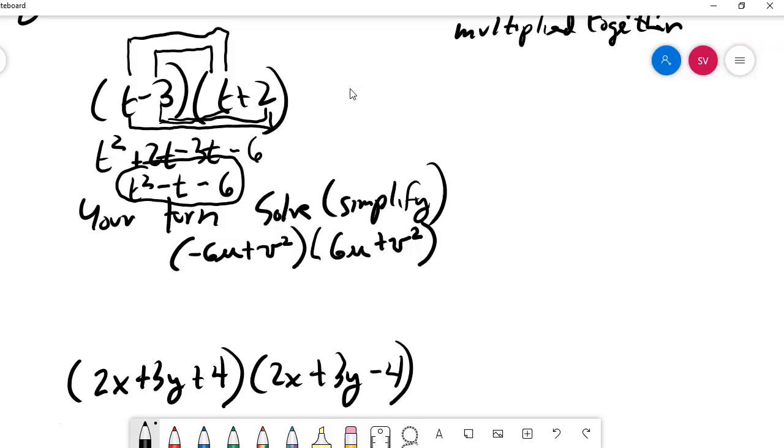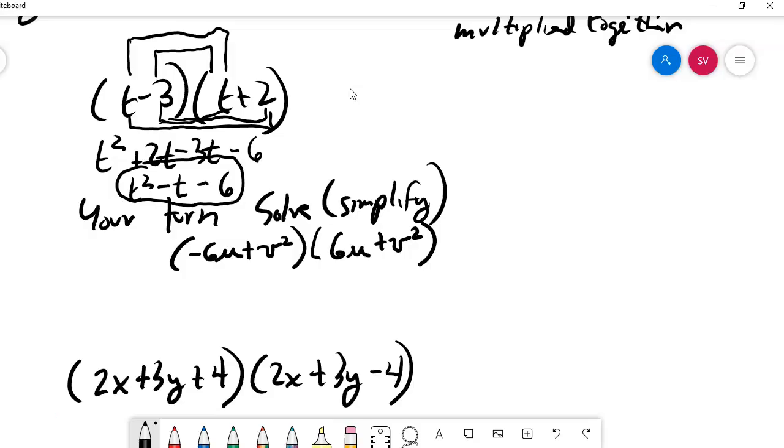Now let's look at the dissection distributive method. It's exactly what the name implies, where it doesn't matter which set of parentheses is first. If you want, you could put the t plus 2 first. We're going to dissect all the terms in the first set of parentheses and individually distribute them by multiplication to the values in the second set of parentheses.